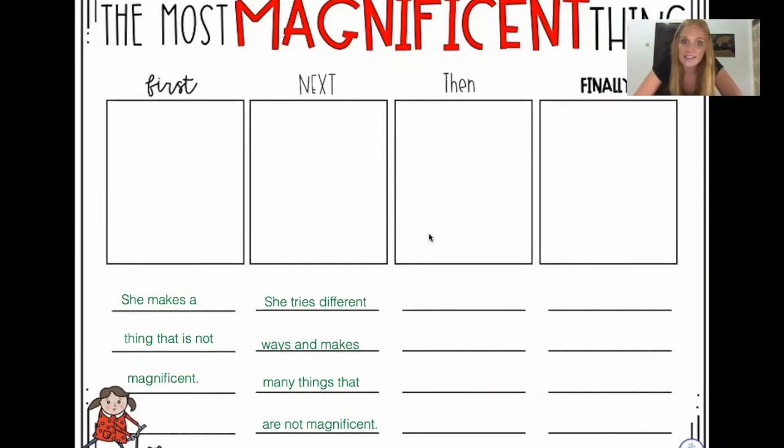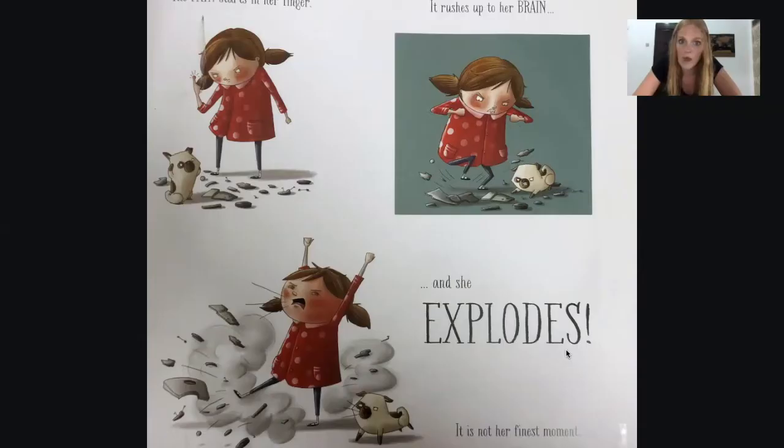All right, let's look what happened then. So first, she makes something that's not magnificent. Next, she makes many things that are not magnificent. And then what happens? What has happened here? Let's look at this picture right here.